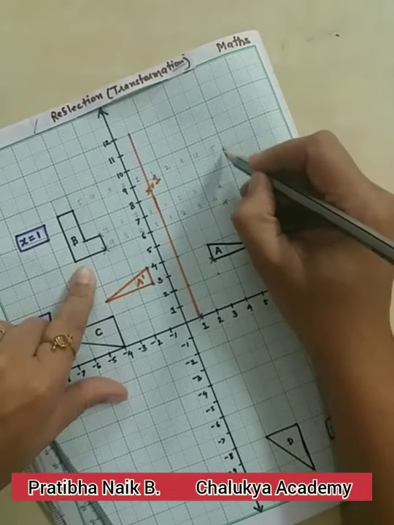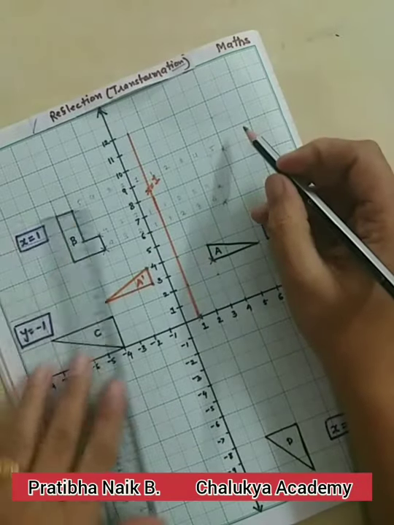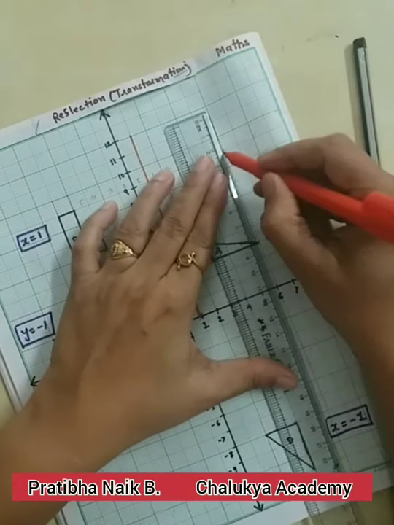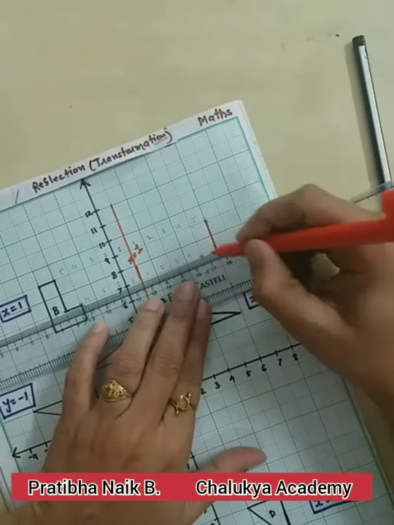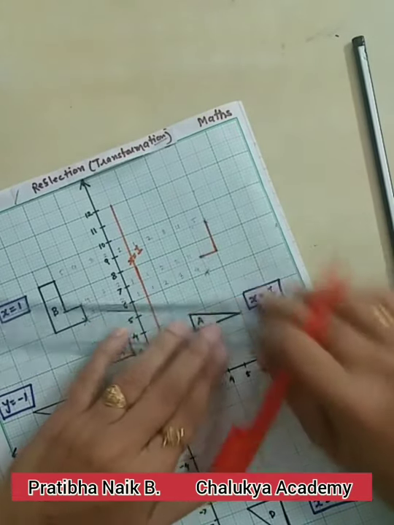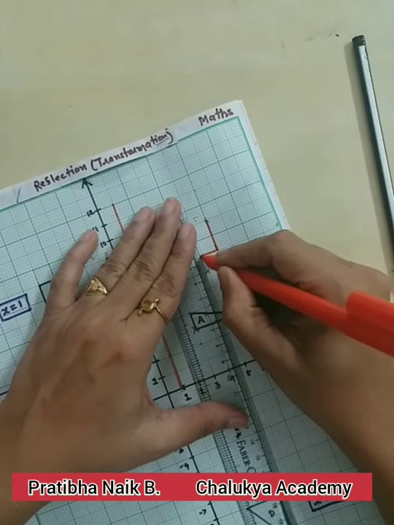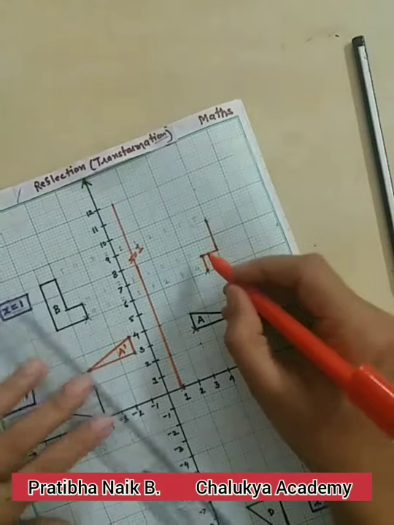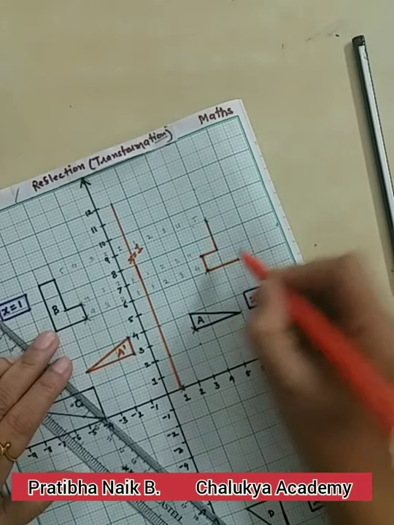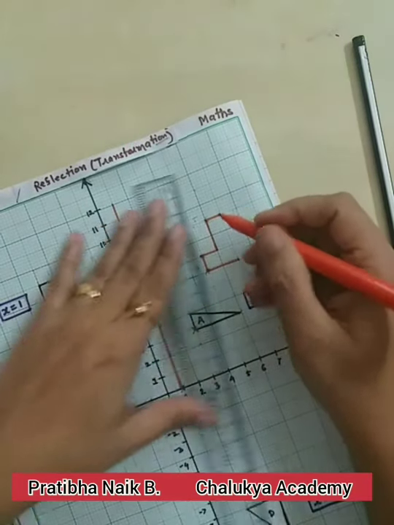So dear students, you can easily make out the image of the other points of the figure. First I will draw this so you can easily understand how to draw the image of the other points. See, now I have drawn the image of 3 sides. So you can easily make out what will be the reflection of the remaining points.